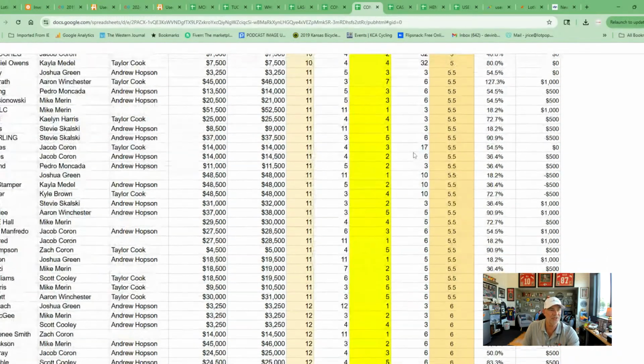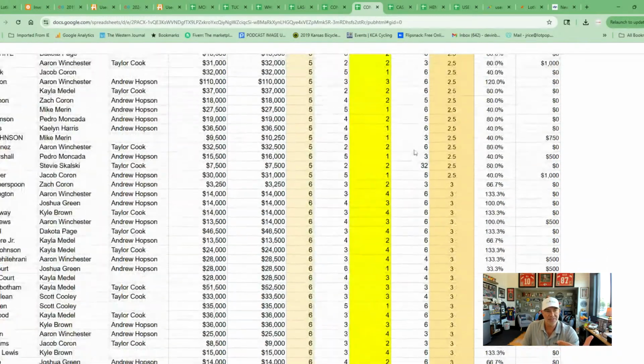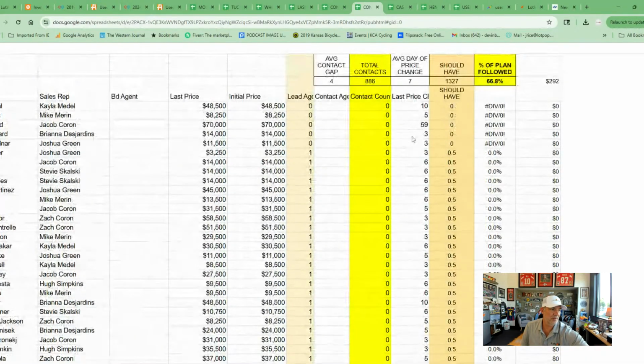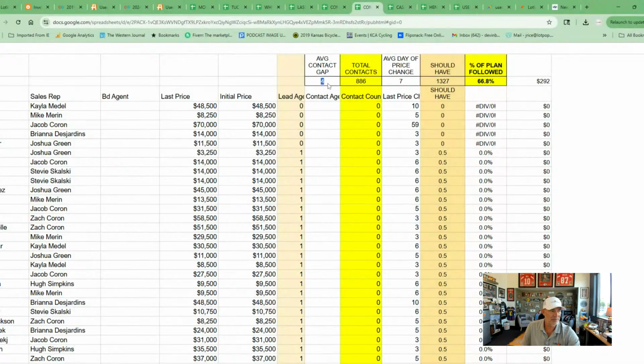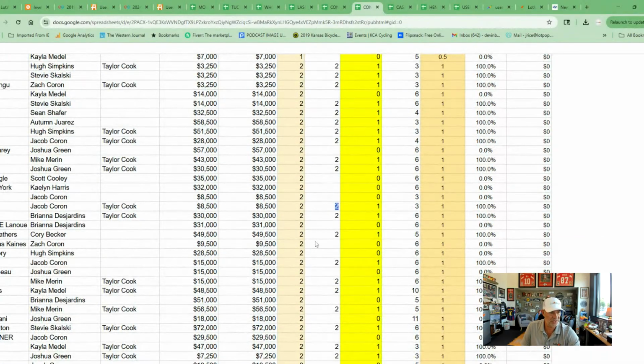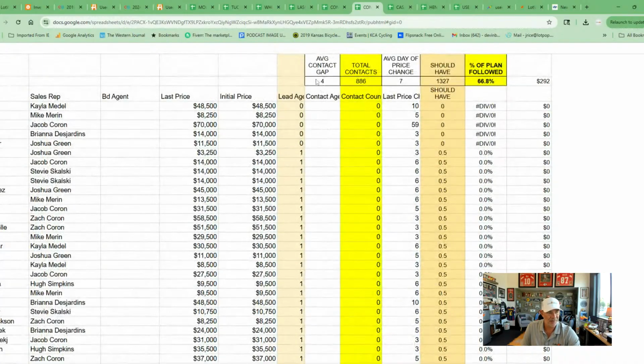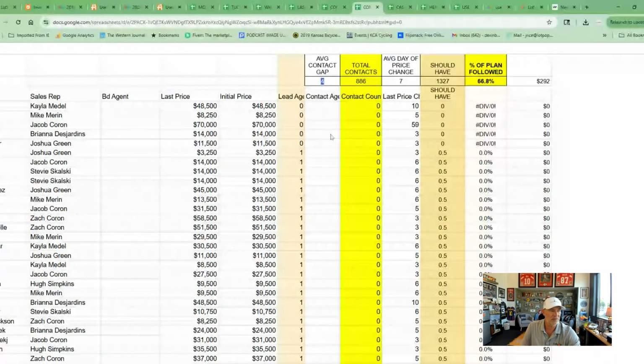And then I totaled it up at the top. A couple other things I did at the top was I looked at the average contact gap, because that shows here it's been 2 days, 3 days, 2 days. This is 0 to 15. So they average a 4-day gap on 0 to 15-day-old leads.